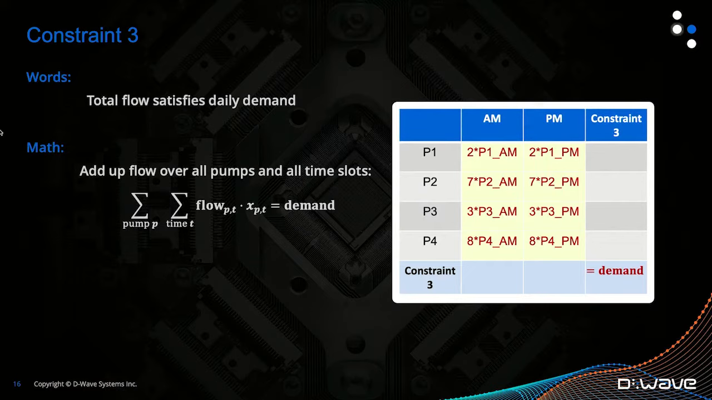So if we look at our table, now you see I have each binary variable multiplied by the flow for the given pump. And so this is how we're going to have that weighted sum of those binary variables. In this case, we're going to add up all of these together rather than going across rows or down columns. We add everything together and we want to make sure that the total flow for the entire day is going to satisfy that consumer demand. In this case, the consumer demand that we had set was 20.